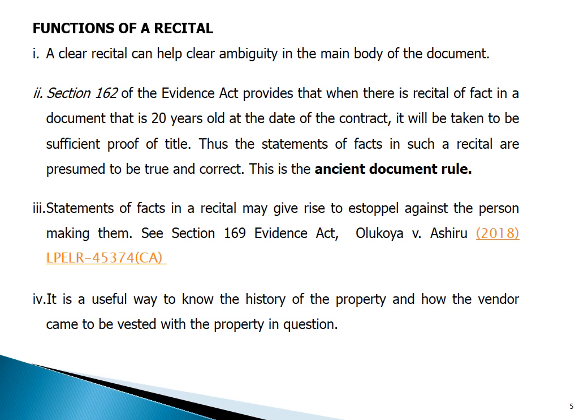3. Statements of facts in a recital may give rise to estoppel against the person making them. Section 169 Evidence Act 2011. Ulukoya and Ashiru 2018 LPLR 45374 CA. 4. It is a useful way to know the history of the property and how the vendor came to be vested with the property in question.